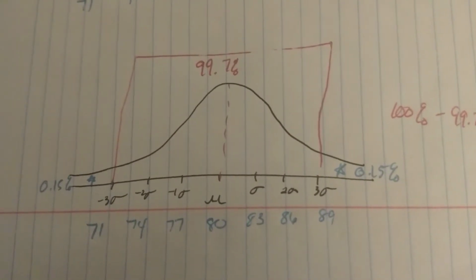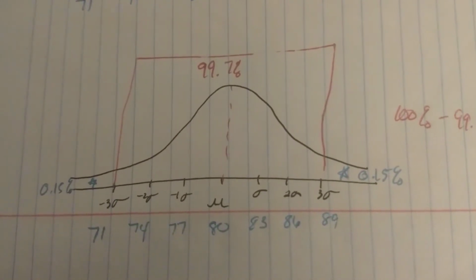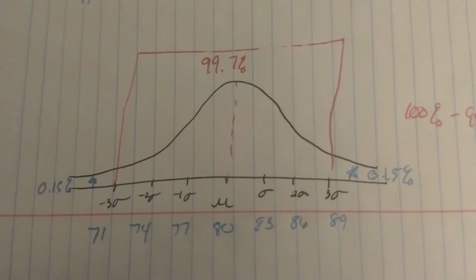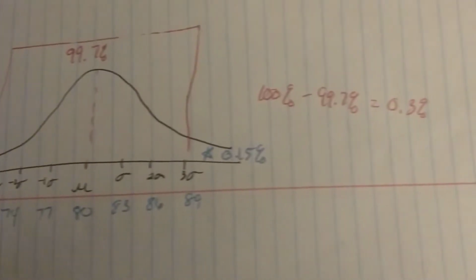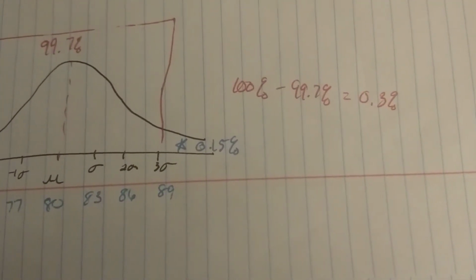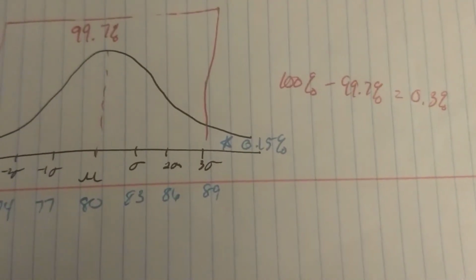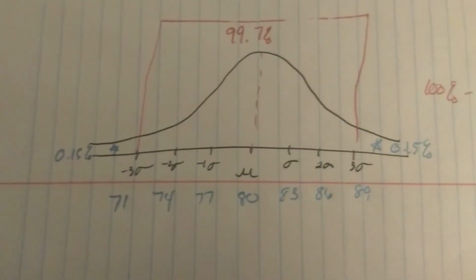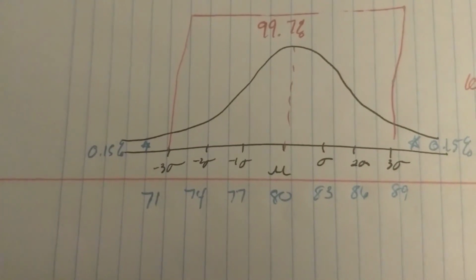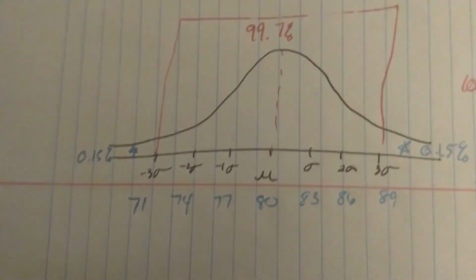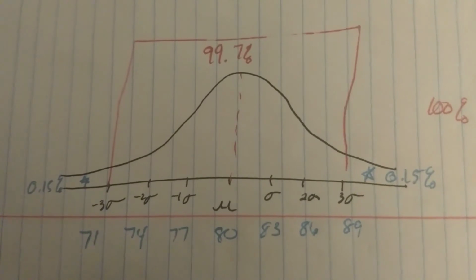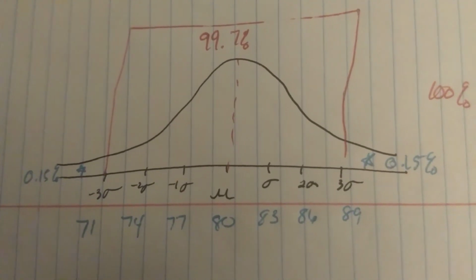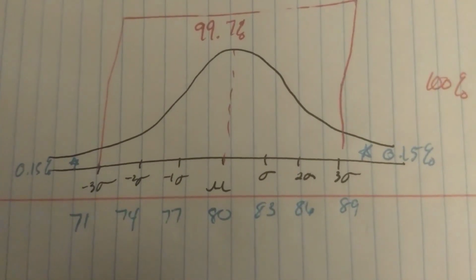Similarly, for the 99.7, we've got 99.7% in between 3 standard deviations below and 3 standard deviations above. That gives us 0.3% left, which means there's 0.15% at the tail end above 3 standard deviations and 0.15% at the tail below 3 standard deviations. This means that it is extremely unlikely that we would have any data that is above 3 standard deviations or below negative 3 standard deviations.